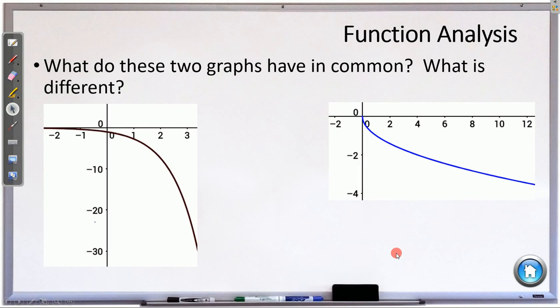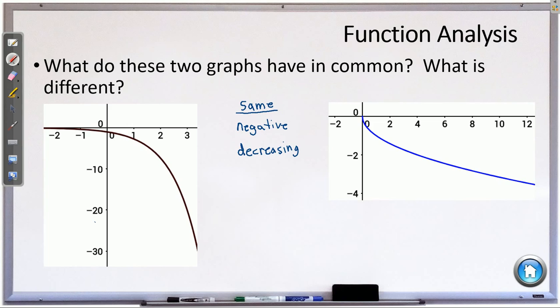So, what do these two graphs have in common, and what is different between them? So first, what do they have that is the same? Well, first off, I hope you see that they are both below the x-axis, which means they are both negative. Then, as you can see, both graphs are going down. And so the vocabulary there is they are both decreasing. Kind of the main things we've been looking at so far.